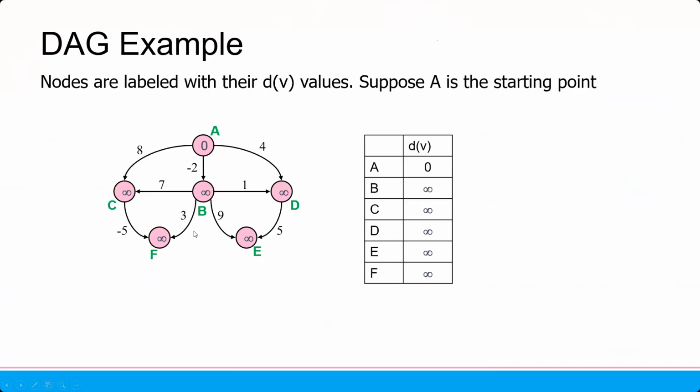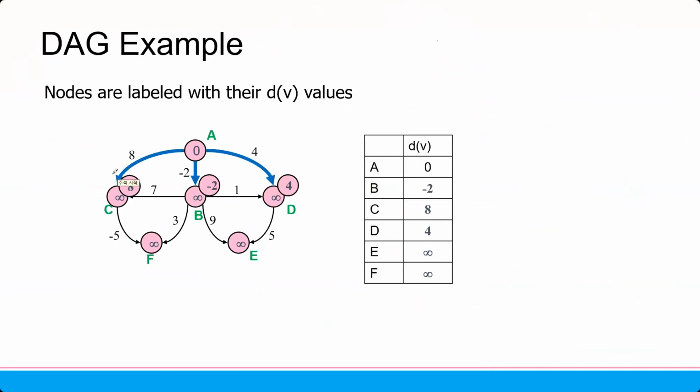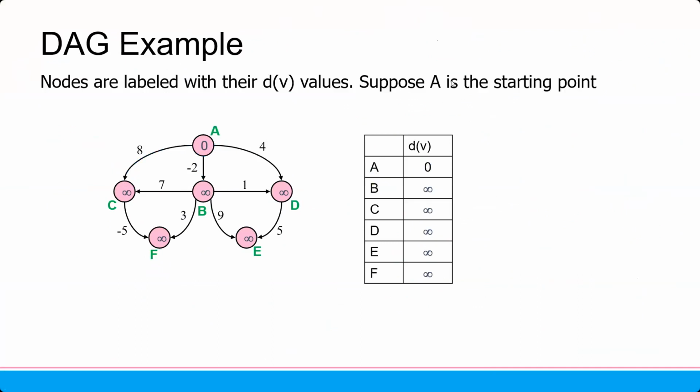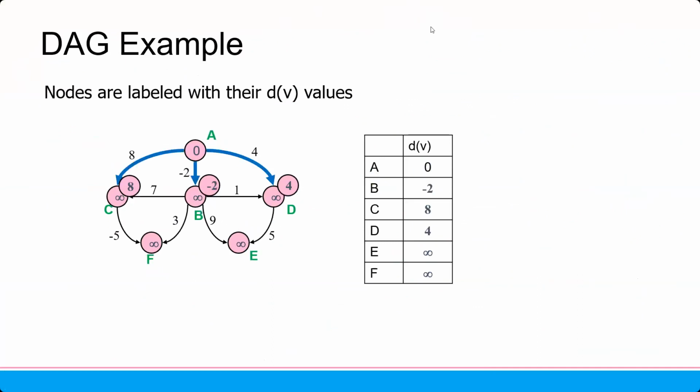So the same with the previous example, we have the graph like this one, and then we have A, which is starting from 0, and the others are infinite. Yeah, we will check for every possible edge from A. So let's assume that we start from A. Suppose A is the starting point. Then we will update. Now we check using A, B, C, D. So A to B is -2. A to C is 8. And A to D is 4.